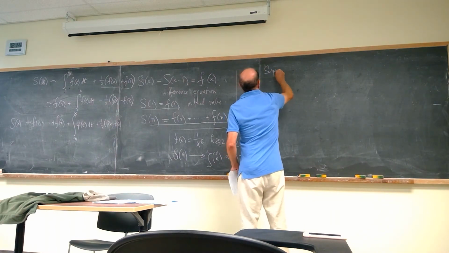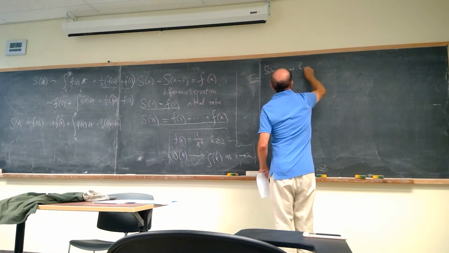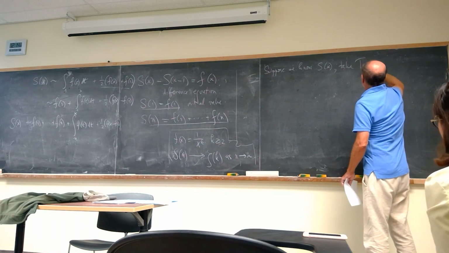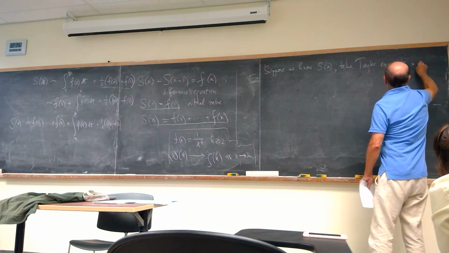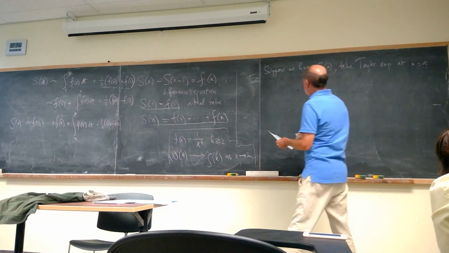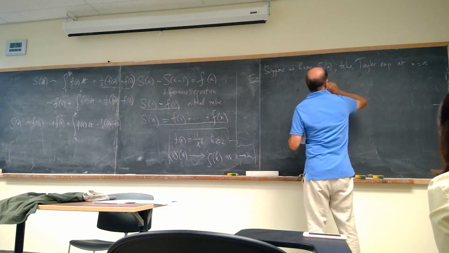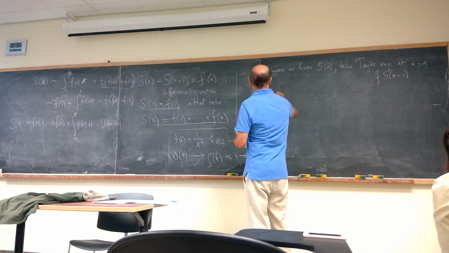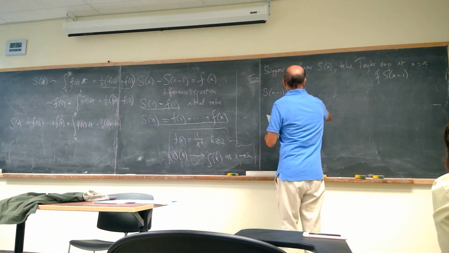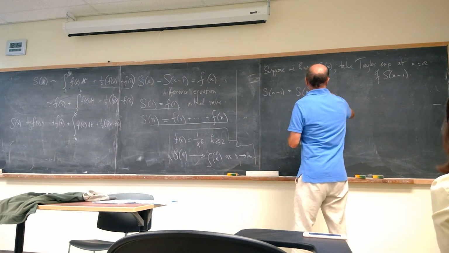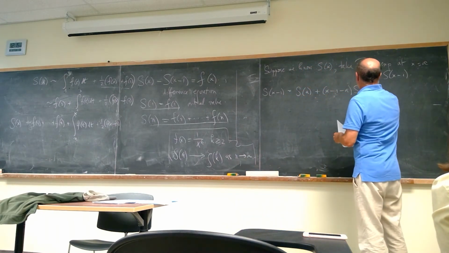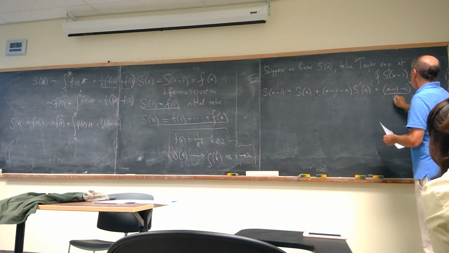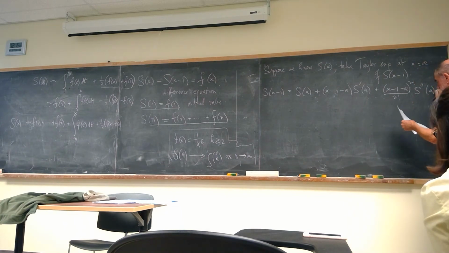Suppose we know s of x, and take the Taylor expansion at x equal a. So that looks like this. S of x minus 1 is equal to s of a plus (x minus 1 minus a) s prime of a, plus (x minus 1 minus a) squared over 2 factorial, s double prime of a, etc.